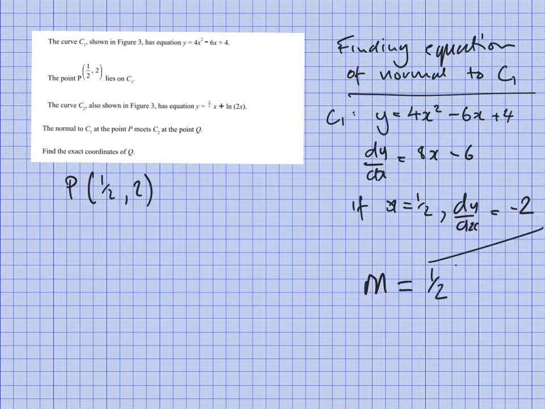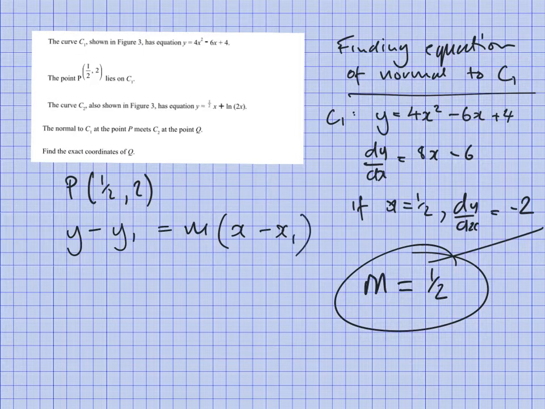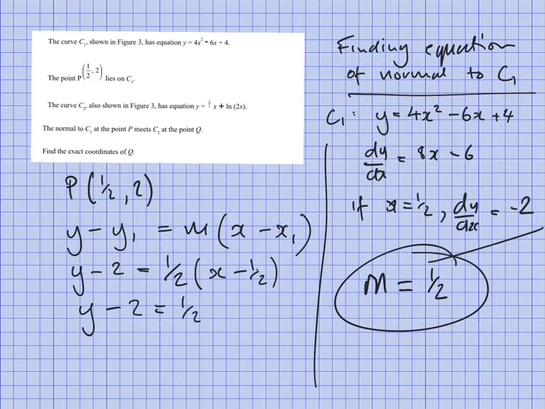So that's important. We're now going to use y minus y1 equals m times x minus x1 to find the equation of the normal. So y minus 2 is equal to a half times x minus a half. Expand the brackets and simplify. y minus 2 equals a half x minus a quarter. y equals a half x minus 7 over 4. Sorry, that's plus 7 over 4. Now, if you have correctly done that, you've picked up an absolute stack of marks. Let's clear the screen and go on to our next bit.